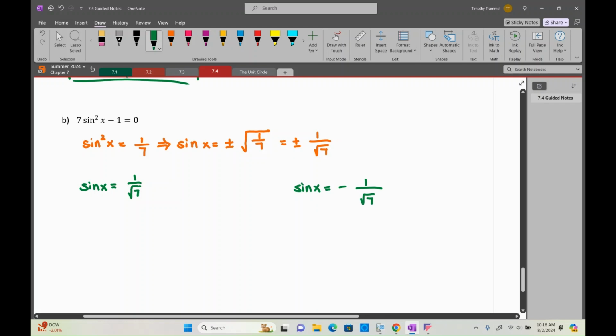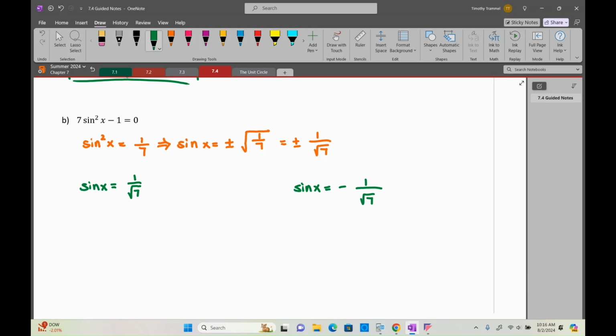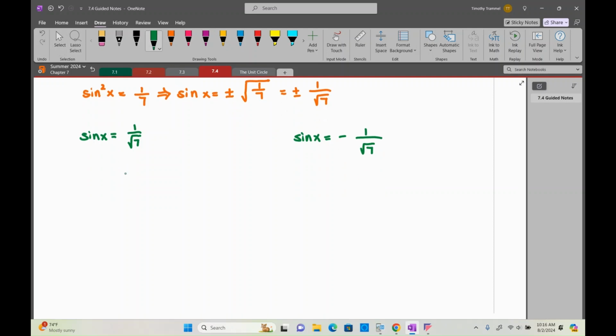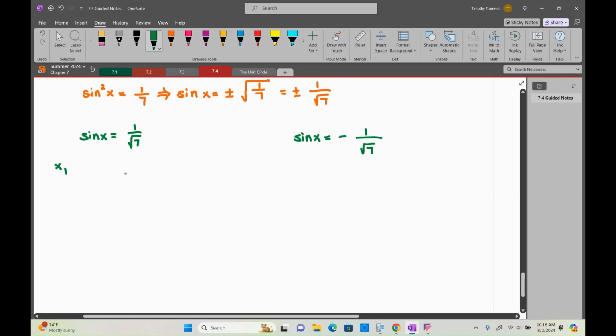Okay. So in both of these cases, when we go to take the inverse, we're going to be missing one of the other angles. Okay. So let's go ahead here and take our inverse. And so maybe I'll call it again x1. And I should actually say equal to here.